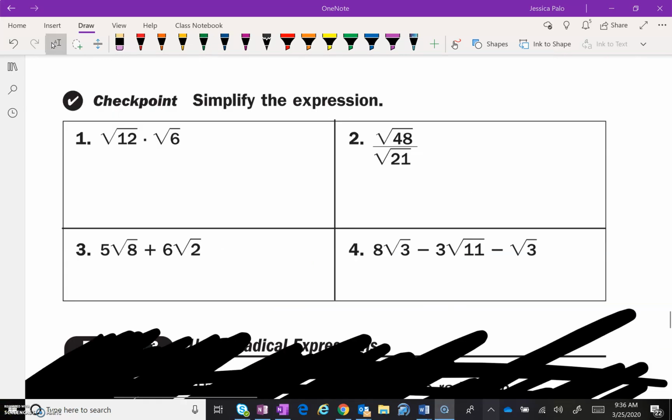Now we have some checkpoint problems. Let's see how well you do performing operations with these radicals. So pause the video and come back when you're ready. Remember, if there's no like terms when you're adding or subtracting, simplify first. Simplify first. There will be like terms.